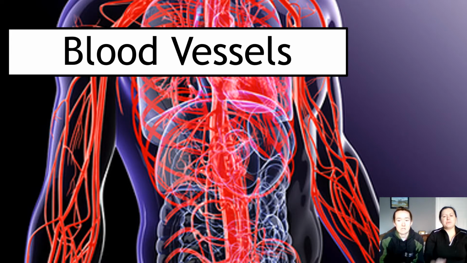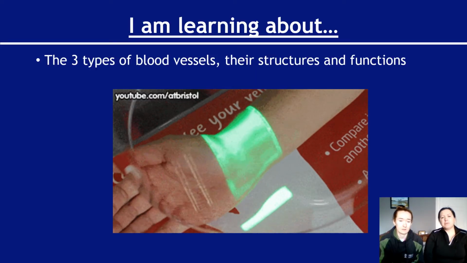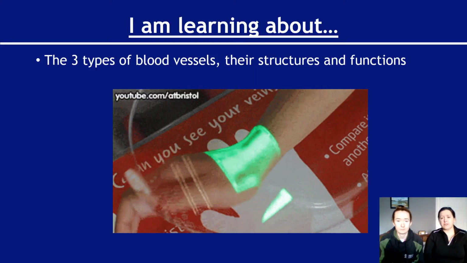Hi there. Okay, so we're on to section 2 of Key Area 5. So this is Animal Transport Systems, or Transport Systems - Animals. And this section is all about blood vessels. So what we're learning about is the 3 types of blood vessels, their structures and functions.